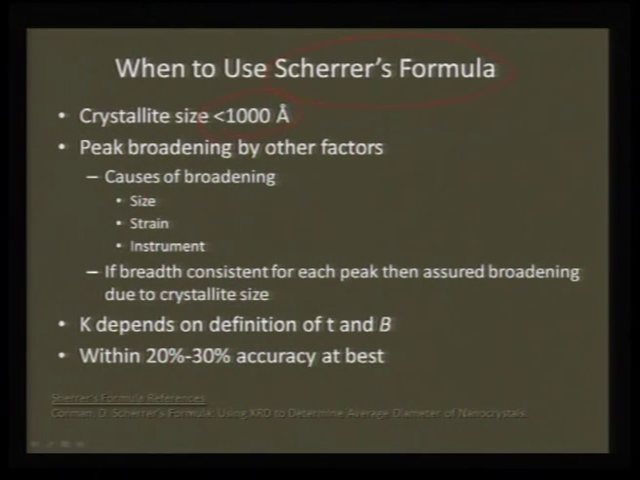But a word of caution, you can resort to Scherrer's formula only if your crystallite size is less than 100 nanometers or 1000 angstrom. If it is more, it is not good to correlate your X-ray broadening to crystallite size, because broadening, as I told you, can come from strain, can come from the instrument, and also come from size. Therefore, peak broadening can be very, very deceptive. Therefore, we should know what we are looking for. So, K depends on T and B, and this can be evaluated within 20% to 30% accuracy at the best.